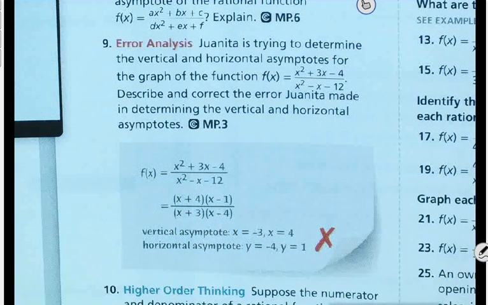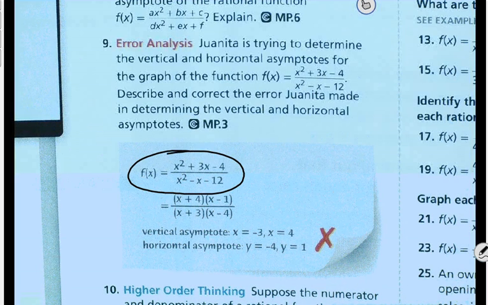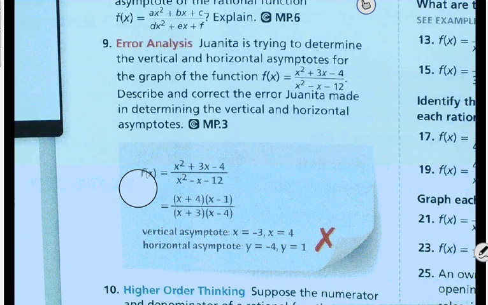All right, so we're looking at number 9 here. It says Juanita is trying to determine the vertical and horizontal asymptotes for the graph of the function f of x. You can see the function there. Describe and correct the error Juanita made in determining the vertical and horizontal asymptotes. So first we better look at her work and figure out what she's doing. This is the original function f of x. She has factored the numerator and the denominator. And we should be able to recognize this because we learned factoring.